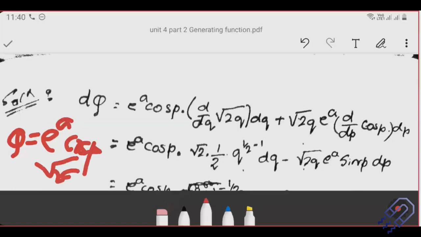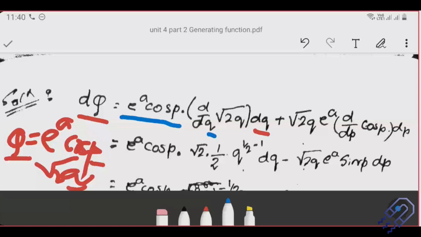If I want to find out dq of this, there are two variables here. One is p, one is q. So what I will do is differentiate it with respect to p and q. First let's differentiate with respect to q. For this, we can keep e to the power a cos of p outside, and then I can take d/dq of root over 2q.